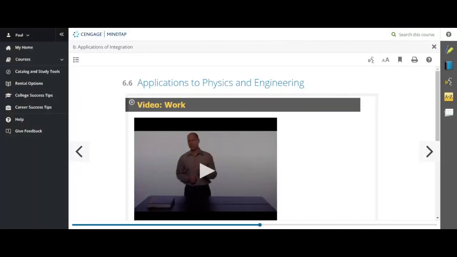So now, class, we move into section 6.6, which deals with applications to physics and engineering.